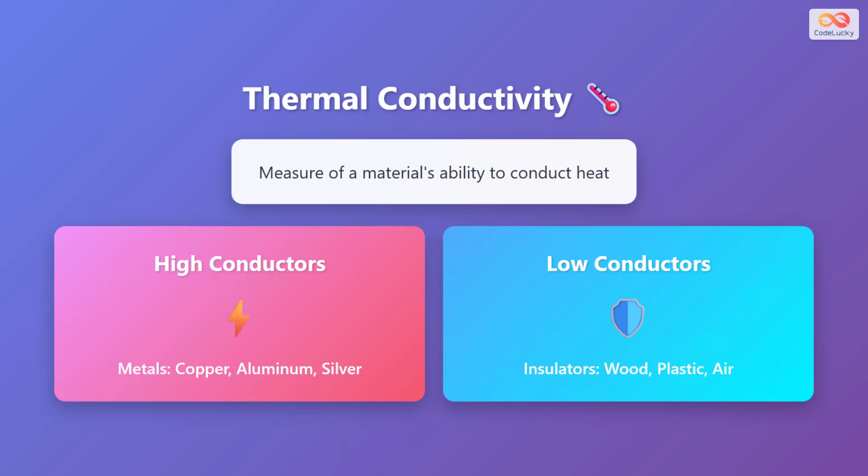Thermal conductivity is a material property that measures how well a material can conduct heat. Materials with high thermal conductivity are called conductors and allow heat to flow through them easily. Metals like copper, aluminum, and silver are excellent heat conductors because their free electrons can carry thermal energy rapidly. On the other hand, materials with low thermal conductivity are called insulators. These materials, such as wood, plastic, and air, resist heat flow and are used to prevent unwanted heat transfer. This is why cooking pot handles are often made of plastic or wood to protect your hands from the heat.